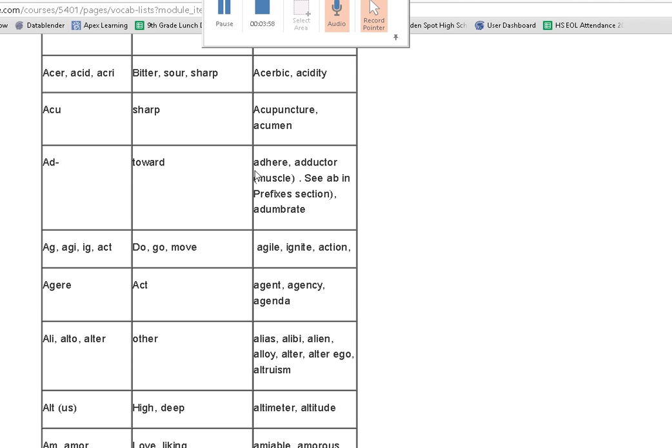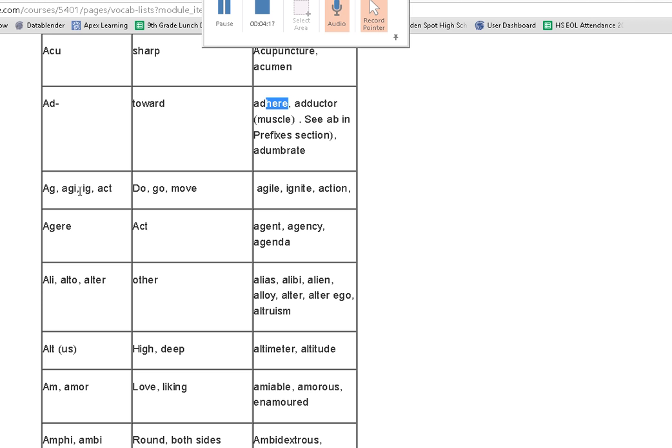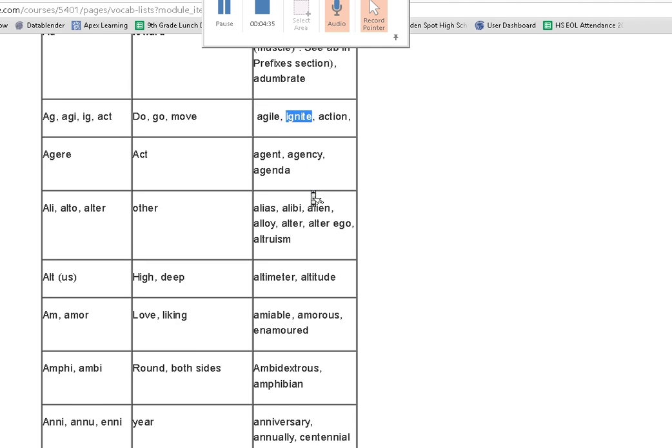Ad is toward. Like if you adhere to your moral code, here has that root means stick. So you stick toward it. You are continuously working toward those morals. And then ag, agi, ig, and act all mean do, go, or move, some kind of movement. If you're agile, you move easily. To ignite something is to start it, to move toward beginning it, to go and do it. You could ignite a rebellion in class or ignite a fire.